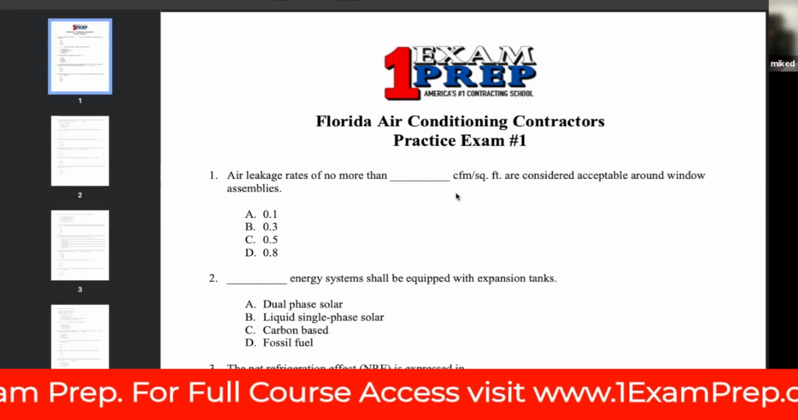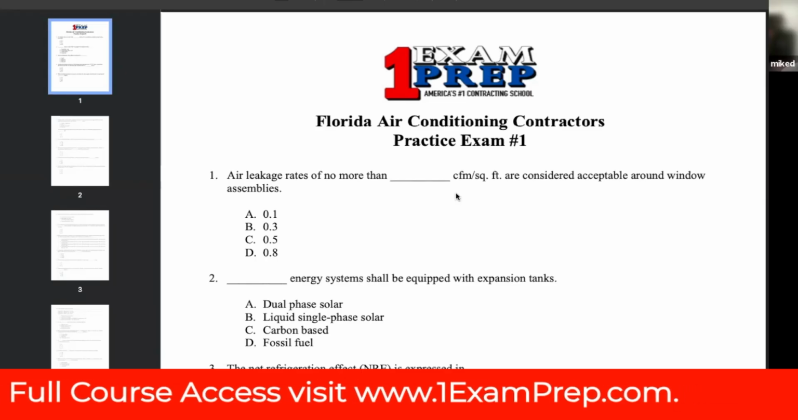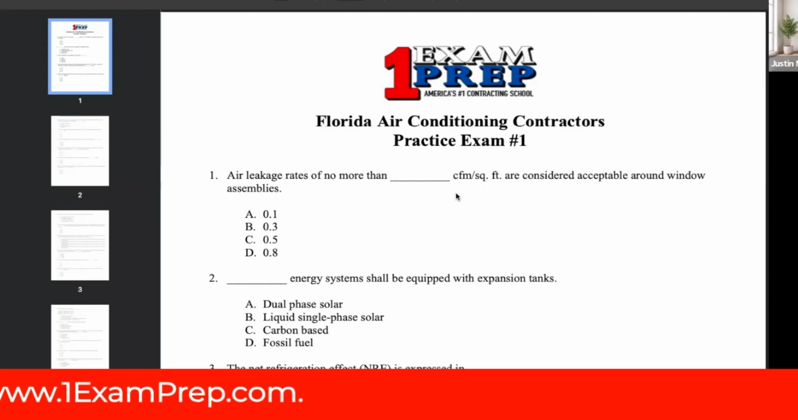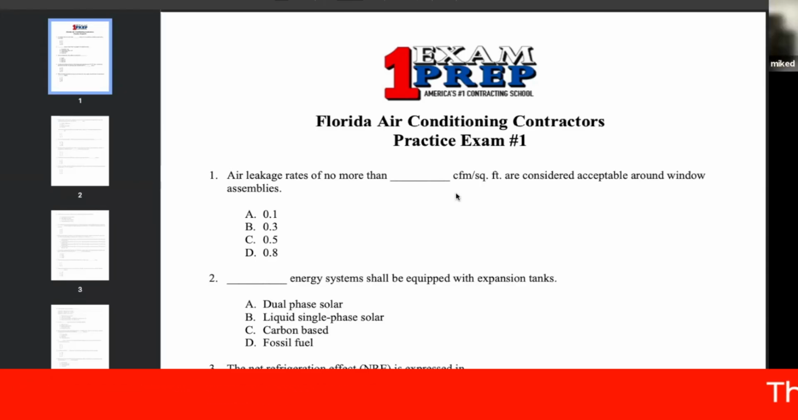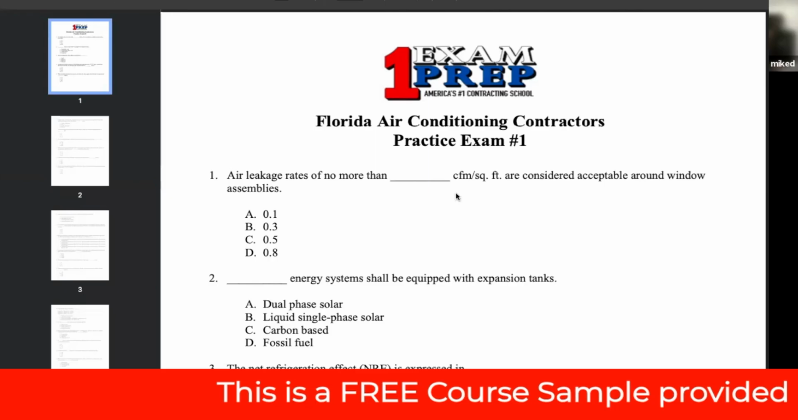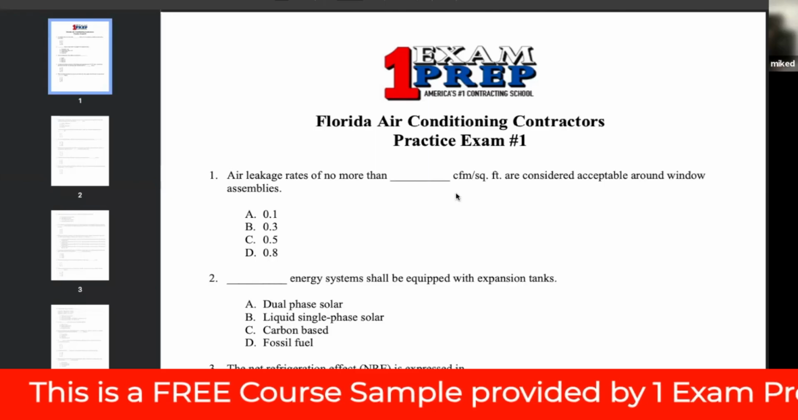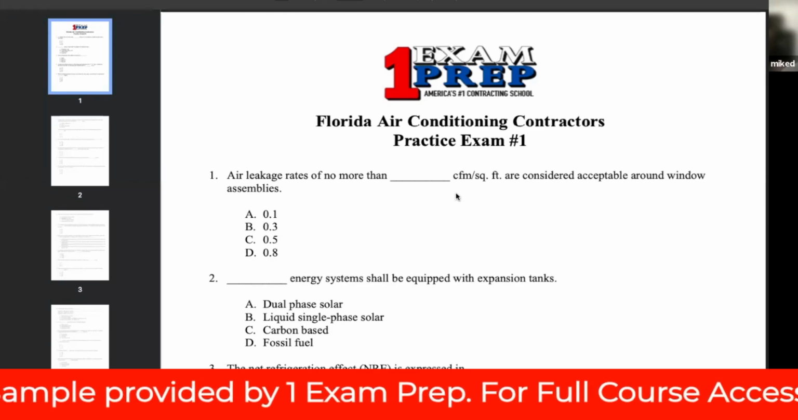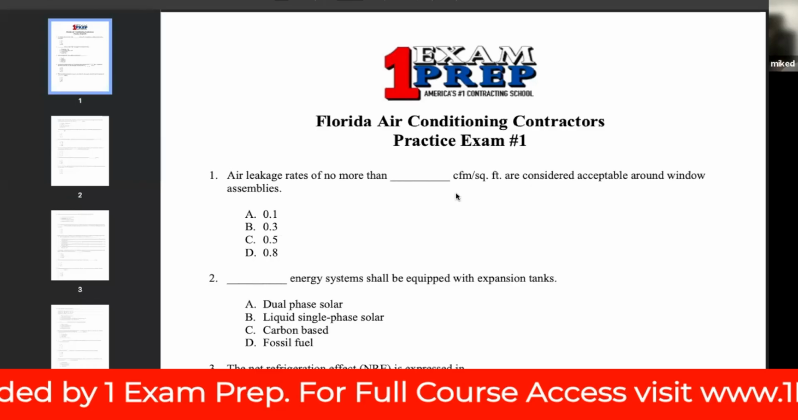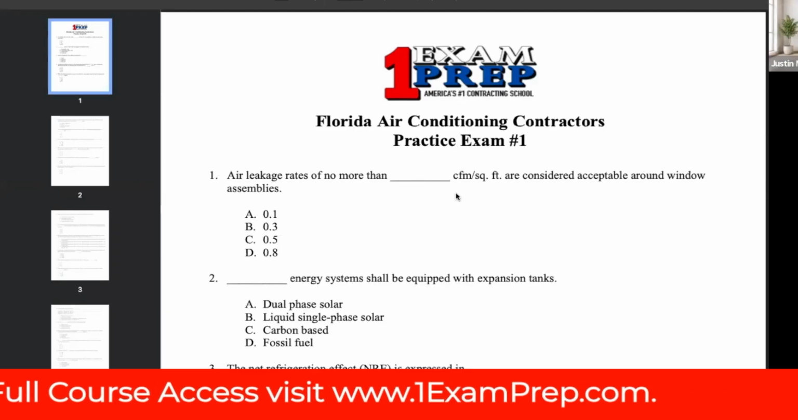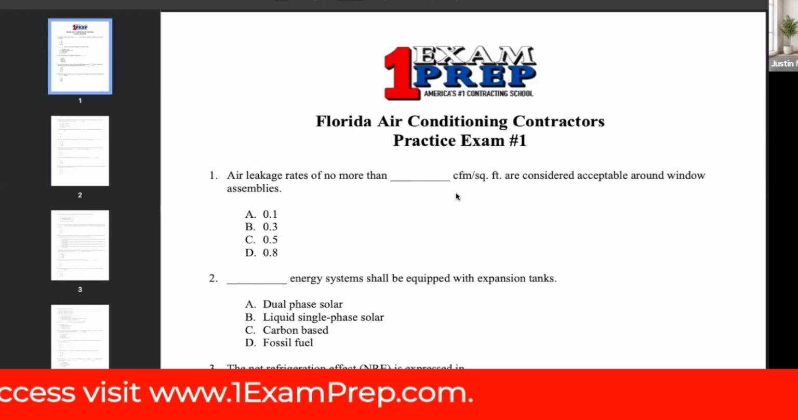I would say that's in the UF book, the energy efficient building construction. I actually have a tab for the air leakage rates, and it's point three. Because again it says no more than, they give you a range of point one to point three. So it's B, point three. Perfect.